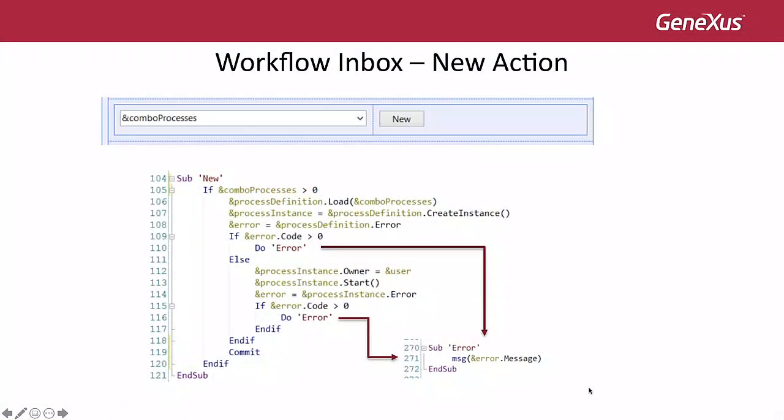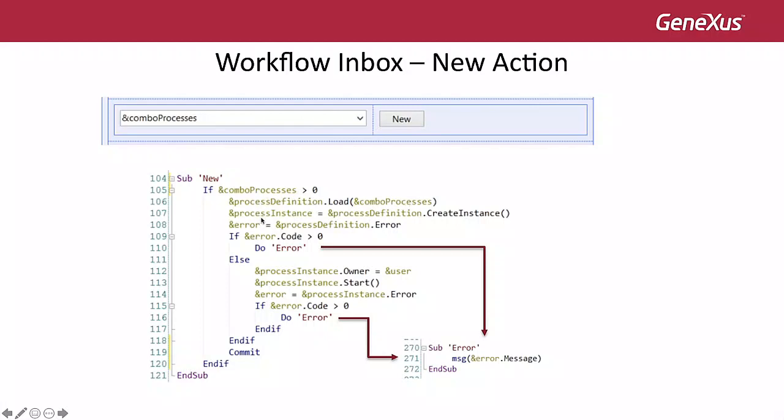This function occurs when the user selects a process from the combo box and then clicks the new button. This will execute a subroutine called new. In this subroutine, we are going to have a variable of the workflow process definition data type, and we'll execute the load method of this data type. This function loads a process definition into this variable. Which process definition? The one passed by parameter, in this case the one selected at the combo box.